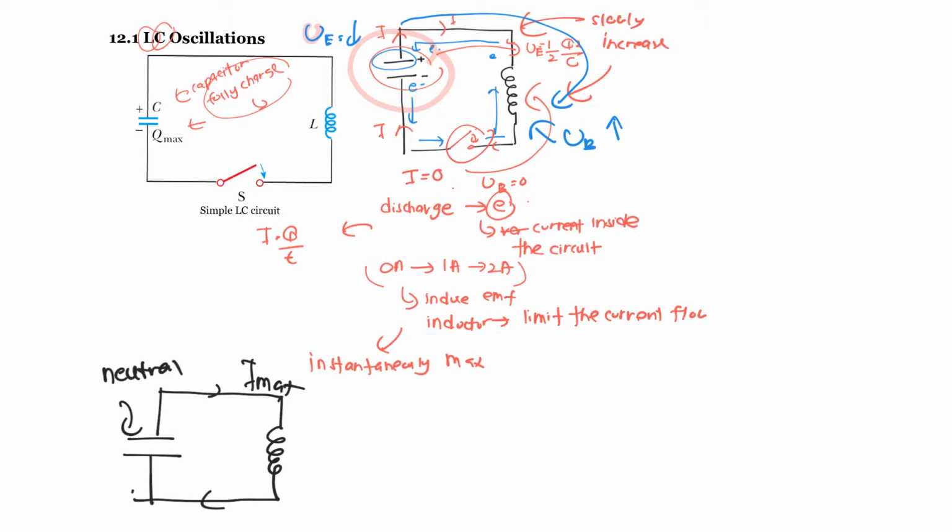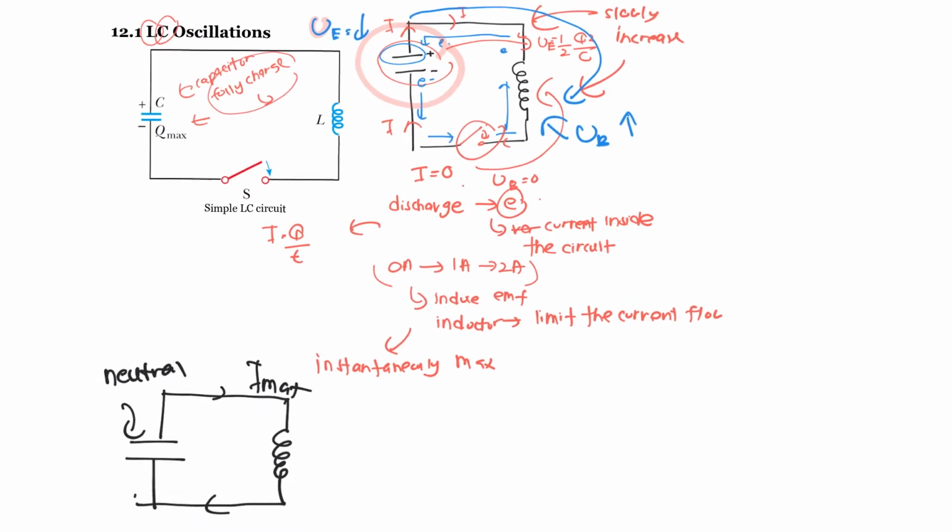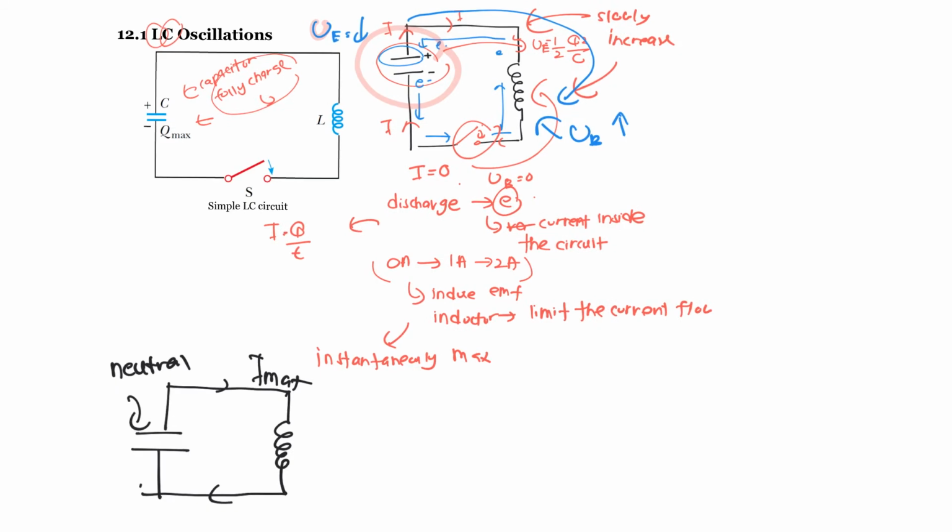Okay, so I repeat. Electrons are going to leave the capacitor, which means the capacitor is going to discharge, so there's a current flow. The current is going to increase from 0 ampere, 1 ampere, 2 ampere, and so on until it reaches I maximum, but it's not going to increase instantaneously. What does it mean when the current reaches maximum? It means that the capacitor at that particular time is fully discharged, which is neutral.